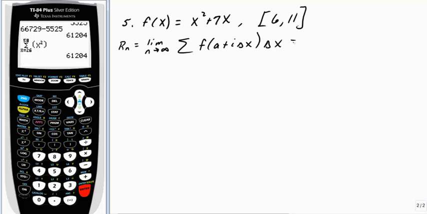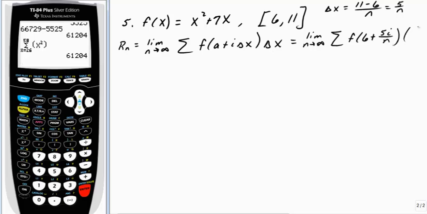Now again, let's make sense out of that. Well, we'll say this is the limit as n approaches infinity of the sum. f of a, what is a? It's your starting point. f of 6 plus i delta x. Please remember, delta x is just the width of each rectangle. That's always going to be the distance of your region divided by the number of rectangles. In this case, it's 5 over n. So delta x times i is going to be 5i over n. And then times delta x, times 5 over n.